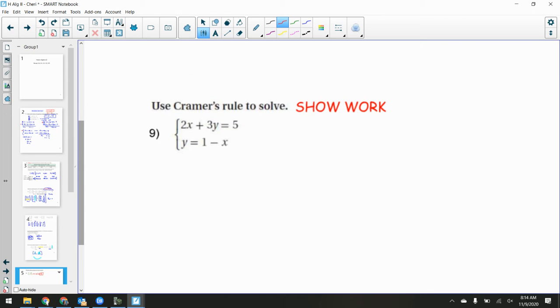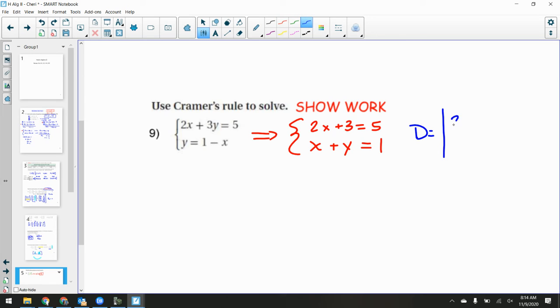What's wrong with number 9 right off the bat? Right, not in standard form. So we take 2x plus 3y is equal to 5, and then we add the x over to the other side, so x plus y is equal to 1. Okay, now we're good. Let's find capital D. Let's find big D. That is the determinant of the coefficient matrix, 2, 1, 3, 1. So that's a 2 minus 3. So negative 1 is my D.